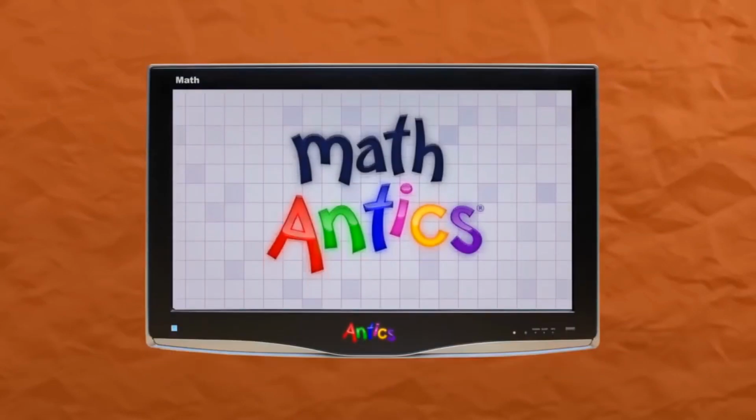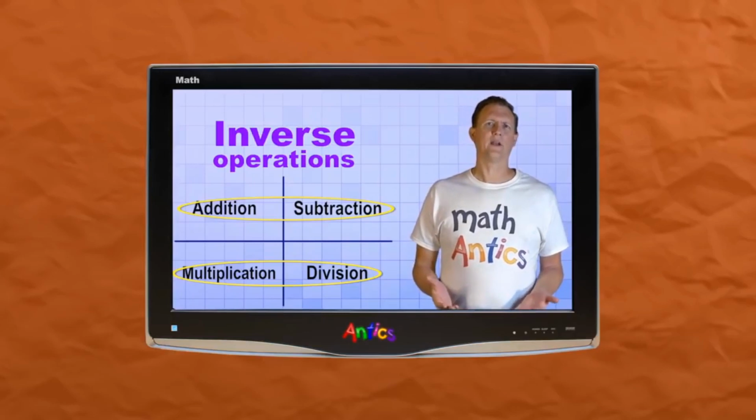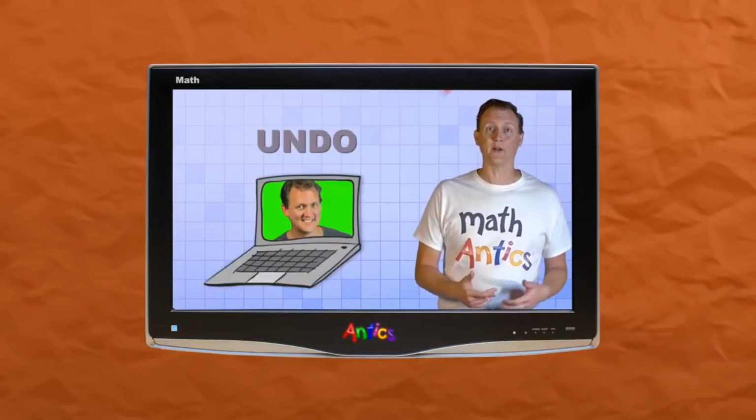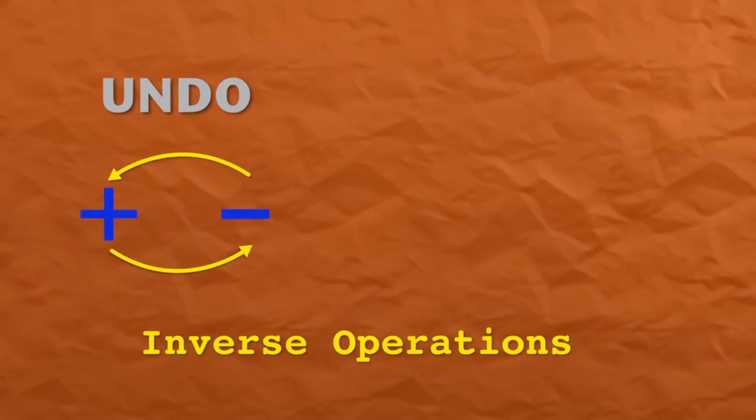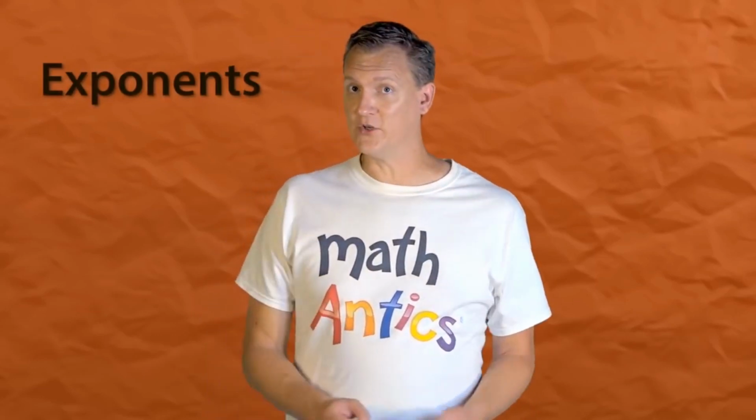In the video called What is Arithmetic?, we learned that inverse operations are pairs of math operations that undo each other. For example, you can undo addition by doing subtraction. So addition and subtraction are inverse operations. Likewise, you can undo multiplication by doing division. So multiplication and division are inverse operations. As I mentioned, exponents have inverse operations also. There are operations that can undo them, and those operations are called roots.